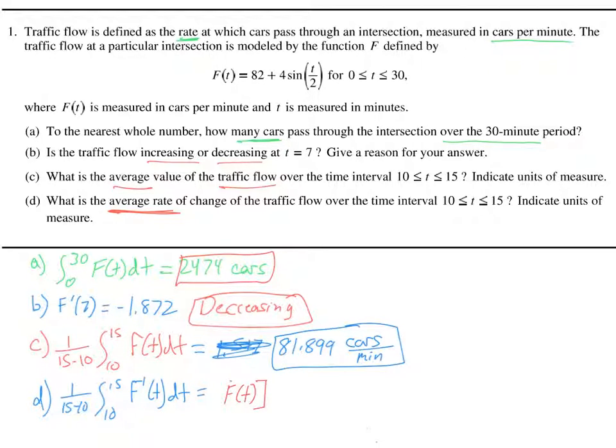And aren't you doing it on the interval 10 to 15? And don't you have 1/5 out front? Are we okay with that? The integral of f prime is f. So watch this. Isn't this really going to be f of 15 minus f of 10 all over 5, or 15 minus 10? It could be 5 or 15 minus 10.